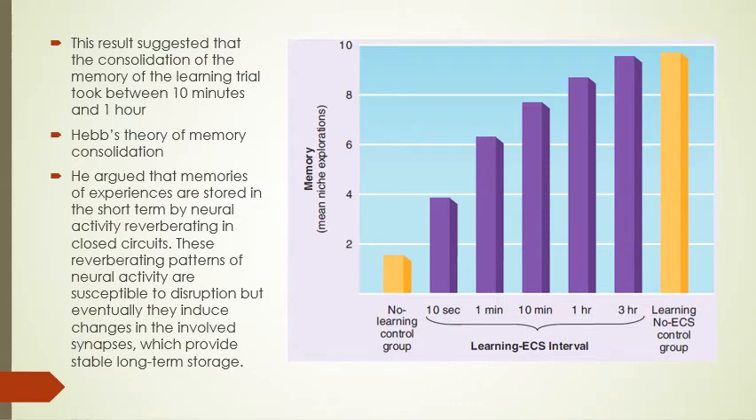So this graph shows the results of the study. Okay, so in the y-axis, this is the dependent variable, the mean niche exploration. So how many times did they explore the niche? And in the x-axis, you have the time intervals in the learning trial. So as you can see in the yellow, these are control groups. This one here, the no learning control group, means a group of rats that had not yet been given water and at the same time were not administered electric shocks.